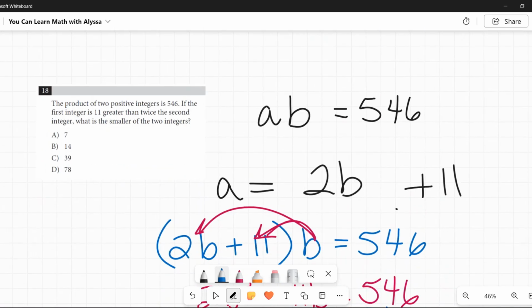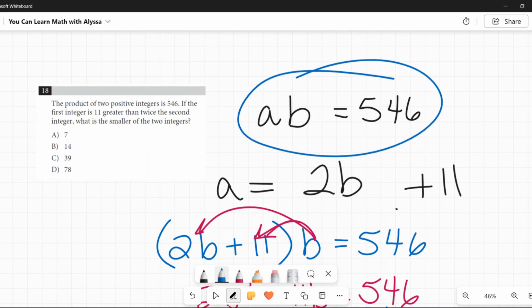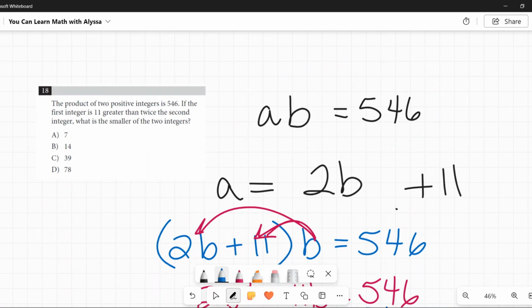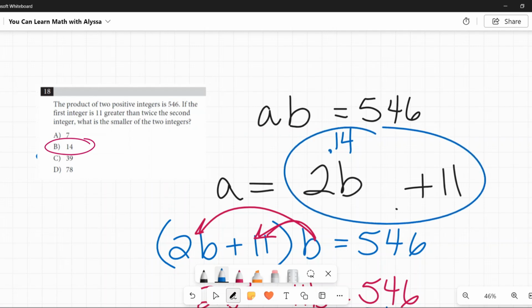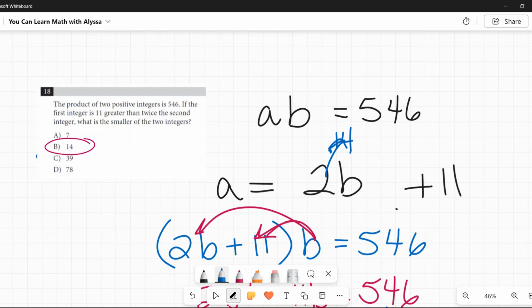Now that I have my B of 14, I can go back to here and say A times B equals 546. All right, so just divide. 546 divided by 14 gives me 39. So my 2 numbers are 14 and 39. They want the smaller of those. That would be 14, which is B. And you can double check. It's not a bad idea to put 14 in here and just double check if that also works. 2 times 14 is 28, plus 11 is 39. And frankly, you could have done it that way too. You could have plugged in your 14 here for that B and gotten 39 as well. Both ways work. It's fine.